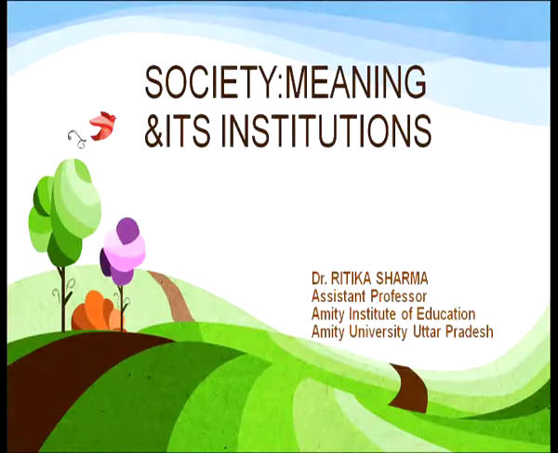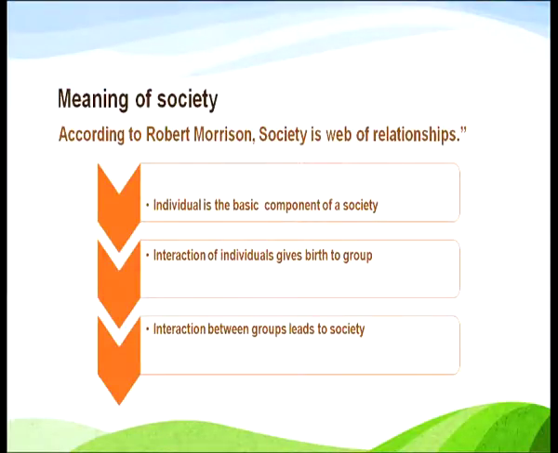Today in this session, I will discuss with you the meaning of society and its institutions. Let us start with a very comprehensive definition of Robert Morrison, that society is a web of relationships and the individual in this web of relationships is the basic component of a society.